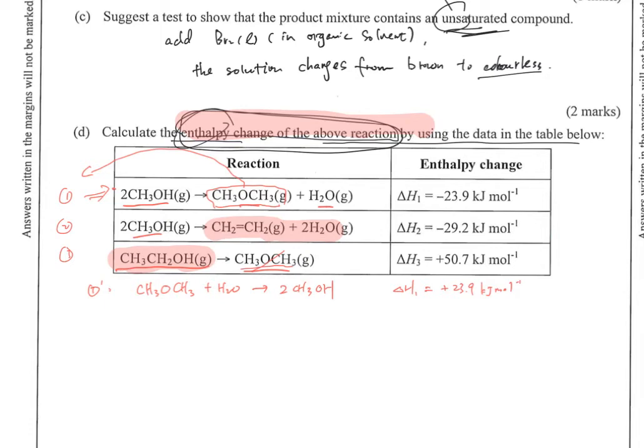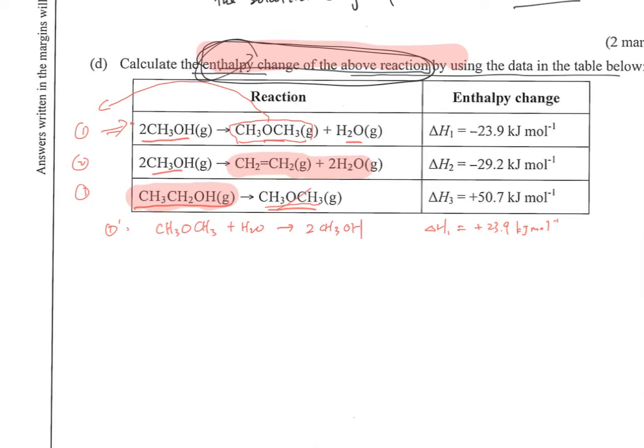Then it seems that after you add that, you sum them up, so that you can write all the equation. Right now, CH3OH changes to, or you can write the arrow in the middle here, CH2=CH2 plus 2H2O, and then CH3CH2OH changes to CH3OCH3. Now this is delta H2, this is delta H3, right? Try to add all the delta H together.